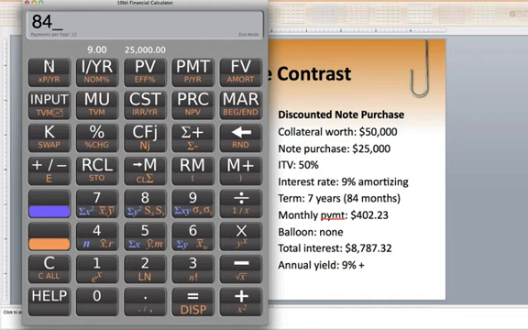So we put that in N. That's number of payments. And then the future value, which is the balloon, is nothing. There's no balloon there, so that's 0. And then we click this and we figure what the payment is, 402.23. So like here, the balloon is nothing. That's why future value is 0 over here. So let's see, what's the total interest that you will make?